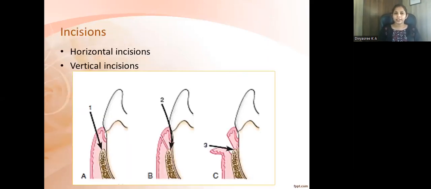So coming to the incisions in periodontal flap surgery. We have basically horizontal incisions as well as vertical incisions in periodontal flap surgeries. Horizontal incisions are incisions placed parallel to gingival margin or following the gingival margin. The three main horizontal incisions in periodontal surgeries are internal bevel incision, otherwise called first incision, then we have crevicular incision or sulcular incision, then interdental incision.